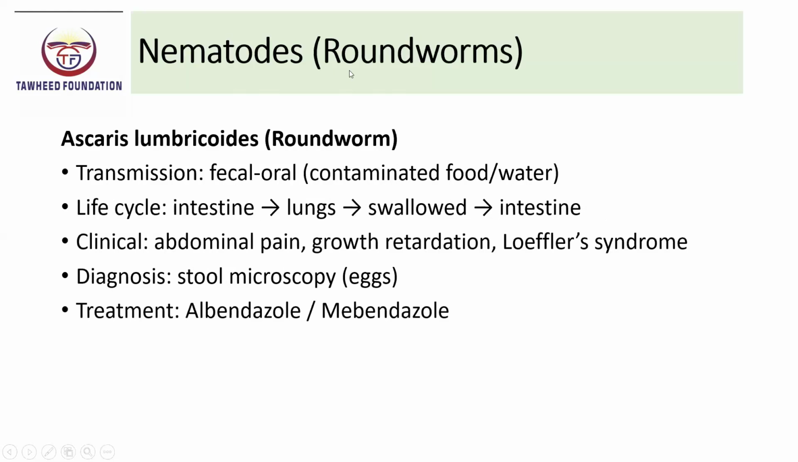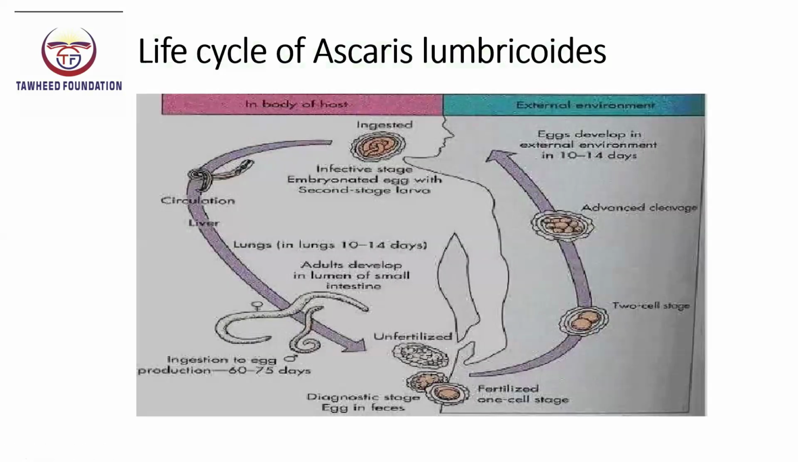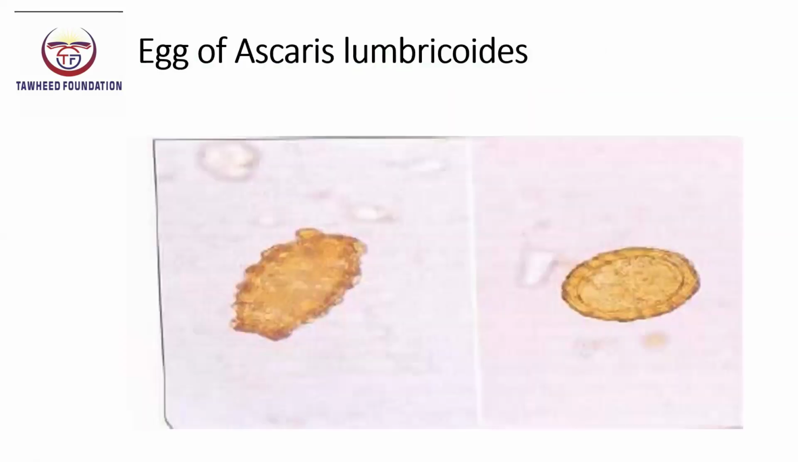Next is nematodes, that is nothing but roundworms. Transmission is through fecal-oral route, contaminated food or water. Life cycle: it occurs in the intestine, then passes through the lungs and is swallowed into the intestine. Clinical features are abdominal pain, growth retardation, and Loeffler syndrome. Diagnosis is stool microscopy, where eggs are visible. Treatment is albendazole and mebendazole. Life cycle of Ascaris. Eggs of Ascaris lumbricoides.